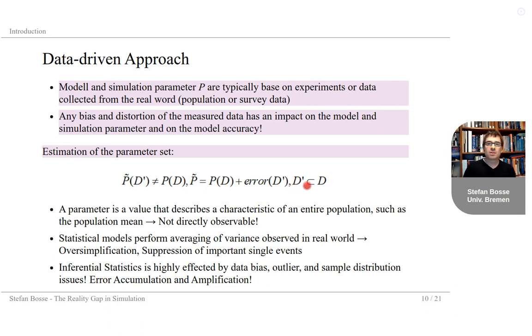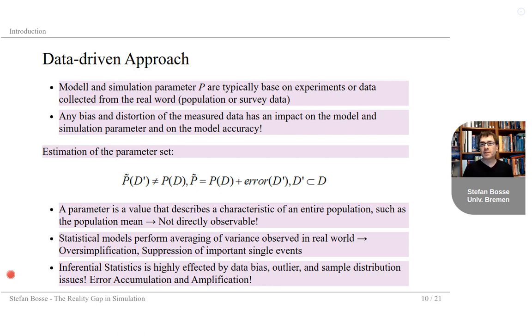The sample is a subset of D. And a parameter is a value that describes a characteristic of an entire population, such as the population mean, not typically directly observable. And statistical models perform averaging of variance observed in the real world. So we have an oversimplification, suppression of important single events.